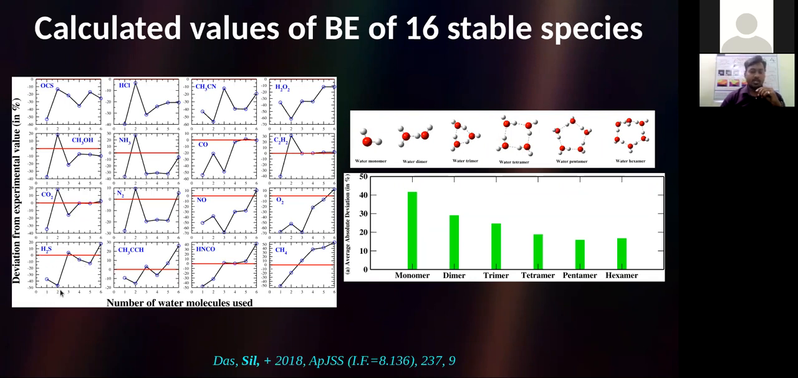And you can see that the deviation is gradually decreasing when we consider larger water clusters, that is water pentamer or hexamer. These curves also denote the same. This is the average absolute deviation. It is decreasing when we increase the cluster size.